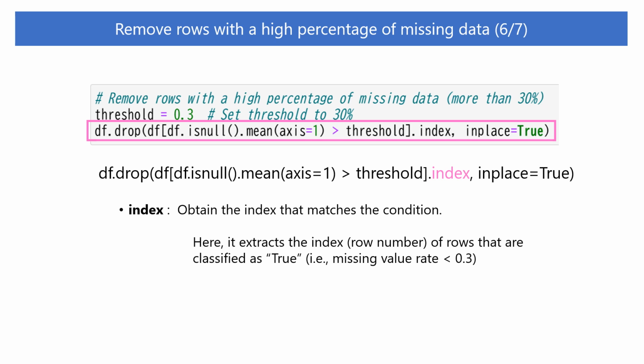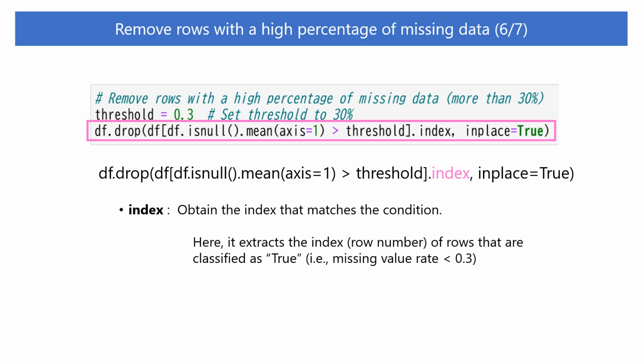Let's go on to the next part. index is used to obtain the index of the rows to be deleted, that is, the row number of rows to be deleted. The result of df.isnull().mean(axis=1) greater than threshold is a series of Boolean values that indicate which rows should be classified as True, meaning that they are to be deleted. We use the method index to extract the index number of the rows that are classified as True.